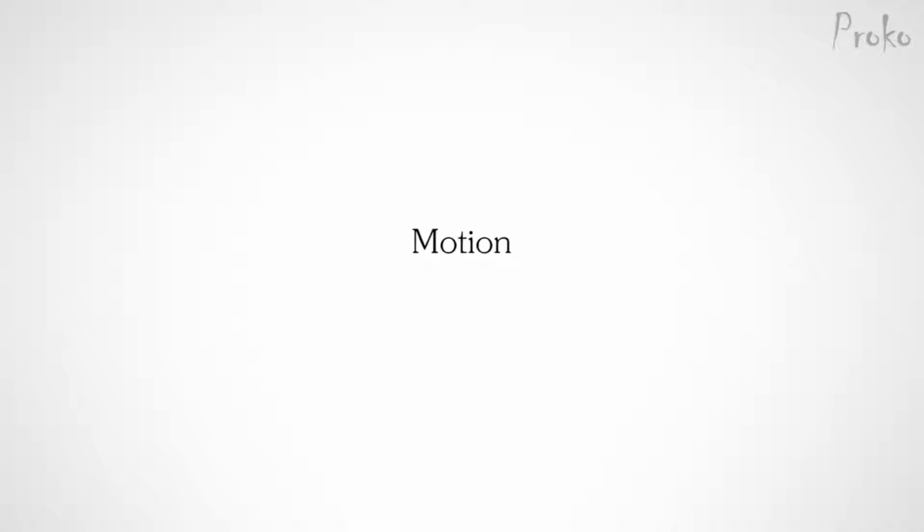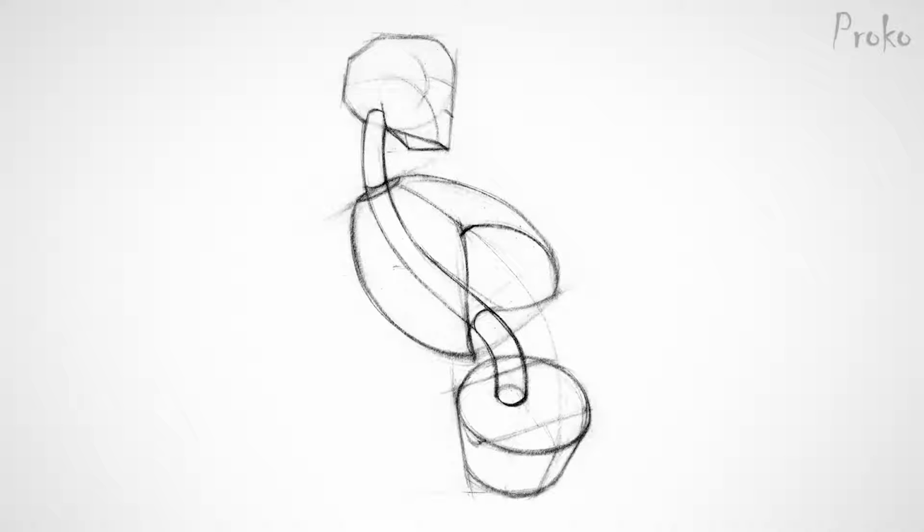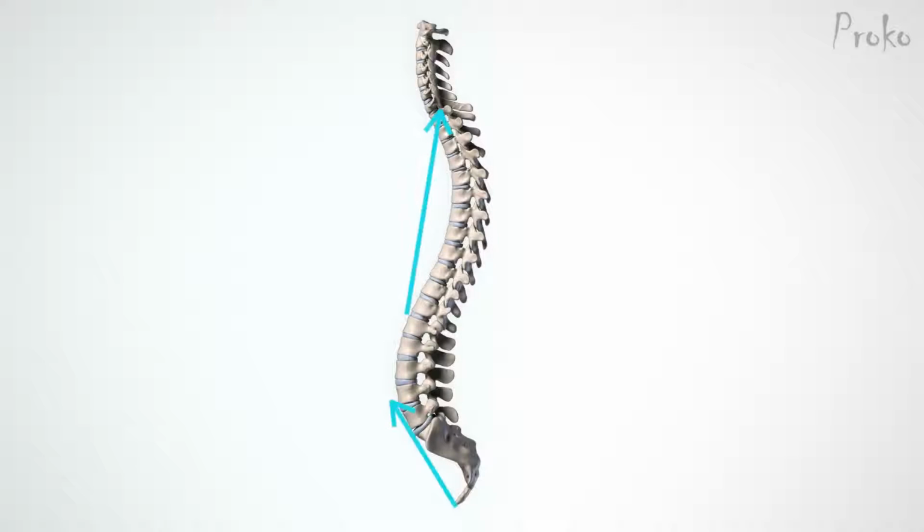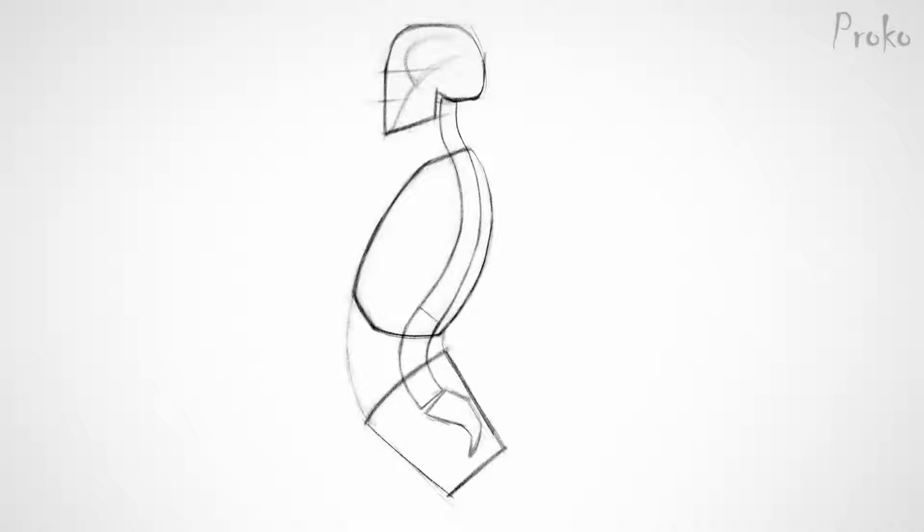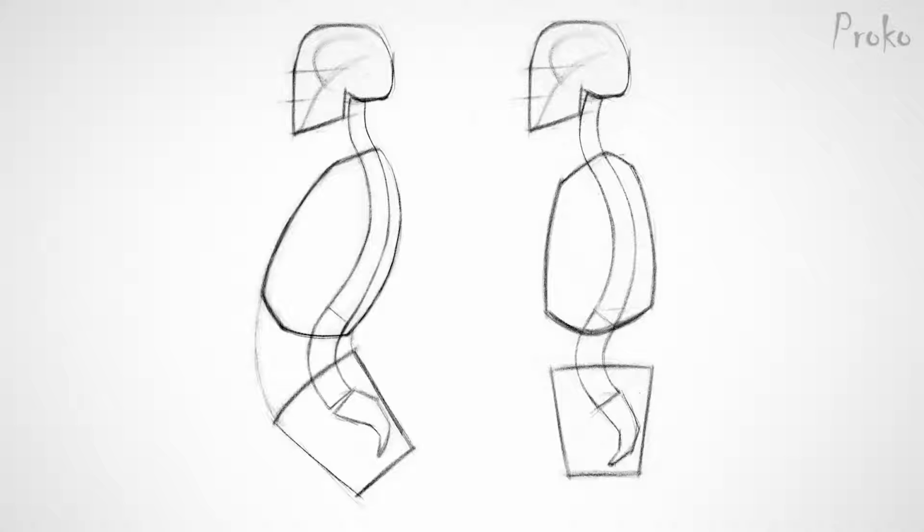Motion. What the spine does affects the entire torso. The thoracic section leans back, and the sacral leans forward. Since the ribcage and pelvis attach to the spine, they inherit this lean. So this is the default position, not this. From there, each section has its own range of motion.